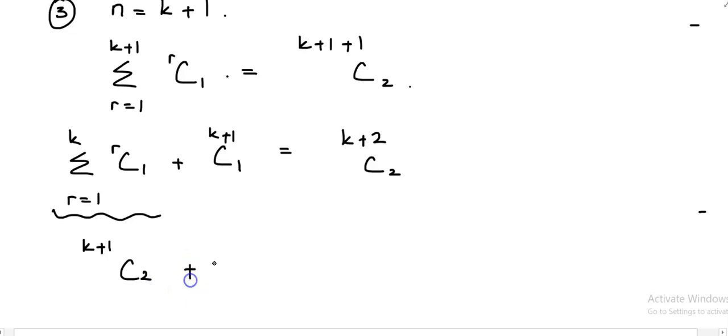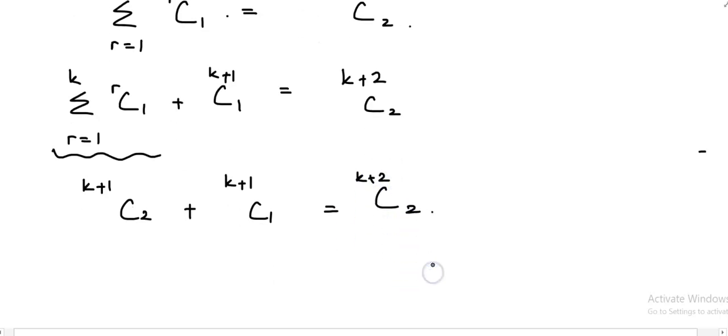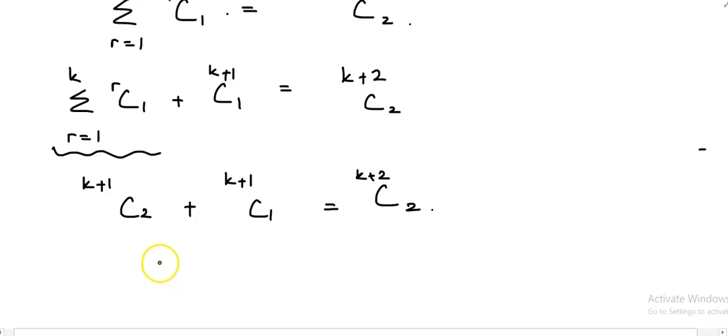So yeah, this is what I have, and this becomes k plus 1 combination of 1, and on the right hand side this is given as k plus 2 combination of 2. Now what I can do over here is just apply the formula and see if the left hand side is equal to the right hand side.